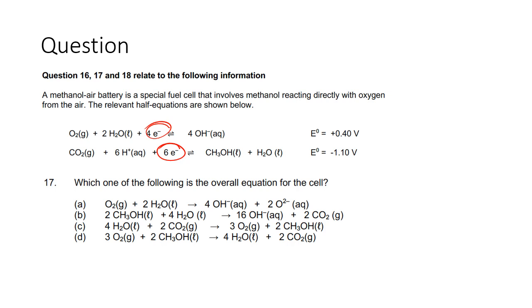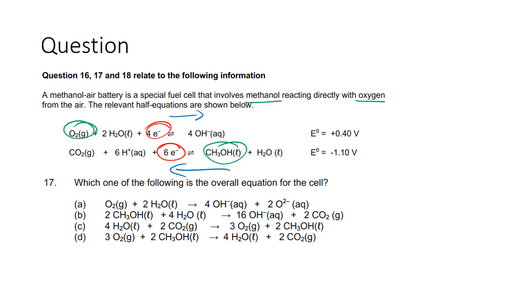So you read the question carefully, and it says methanol reacting with oxygen. So here's your oxygen. Here is your methanol, and you'll learn the formula of methanol later on. So this reaction is going backwards, and that reaction is going forward, and the upper one is going forward. Okay, so we need to write out the balanced overall equation.